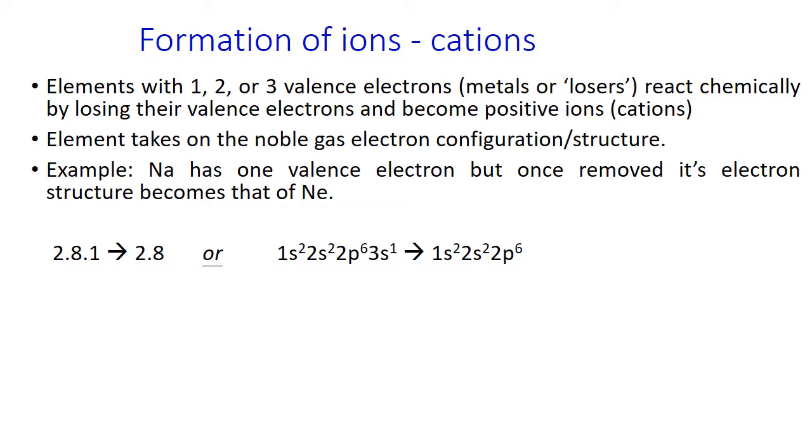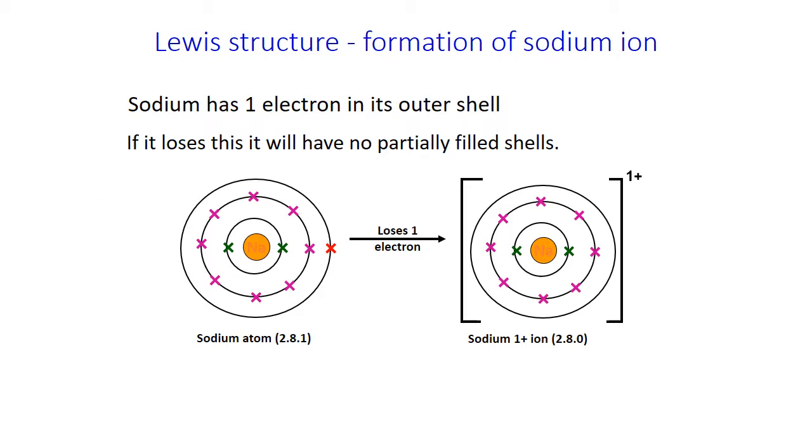So in terms of formation of ions, let's first look at cations. Elements of group 1, 2, or 3, which are the metals, lose electrons during chemical reactions to become cations. Elements take on the noble gas configuration or structure. For example, sodium loses 1 valence electron to become the same electron configuration as neon, the noble gas.